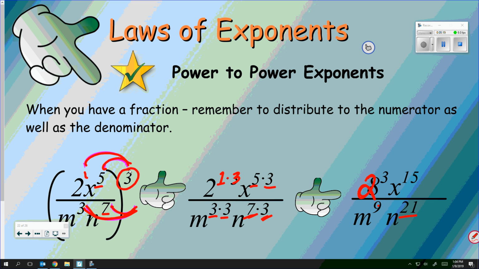Okay, from here you can leave it as this, or 2 raised to the third power is 8, and everything else would stay the same. So both of those can be your answer. Both of those will work. Okay, the big thing for power-to-power exponents is just making sure that we are distributing to every single term. So now we're going to work on a couple examples.